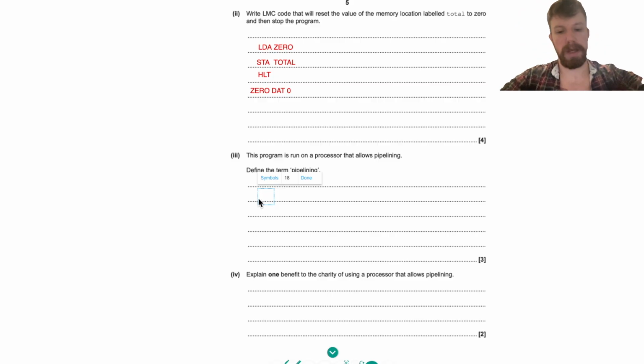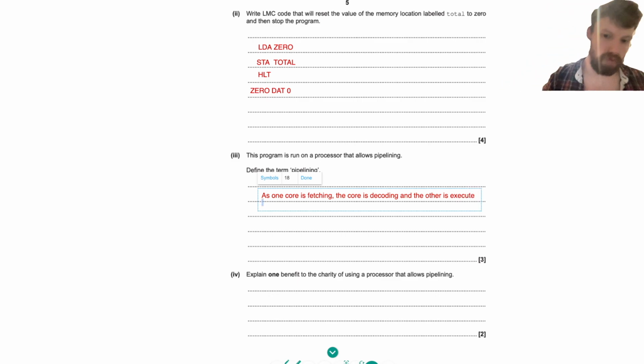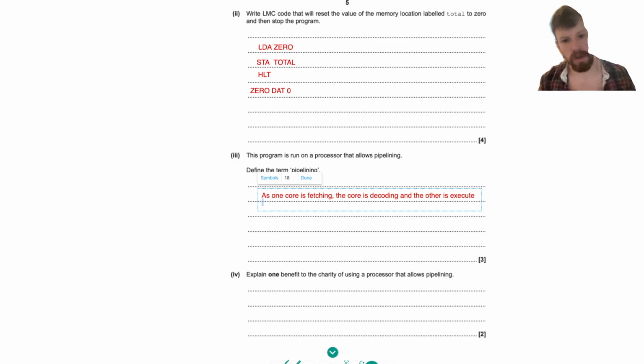So the concept that they want you to get is that as one core is fetching, the other core is decoding, and the other core is executing. That's the idea of pipelining, and it's something which happens in RISC processors.